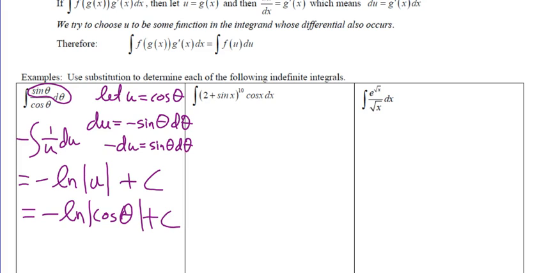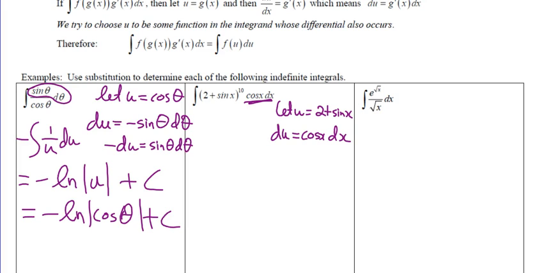Okay, what's next? 2 plus sine x to the 10th. What's u going to be? What's the inside function? 2 plus sine x. This is a little bit more obvious of a chain rule, right? 2 plus sine x to the 10th, so we have an inner function. So we let u equal 2 plus sine x. So what's du? Just cos x, right? du equals cos x dx. Look, there it is right there, cos x dx. So that's about to become du.